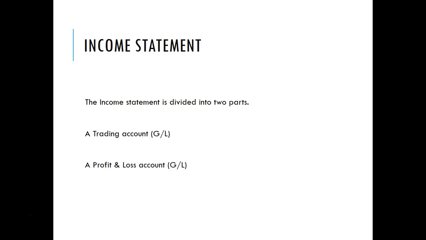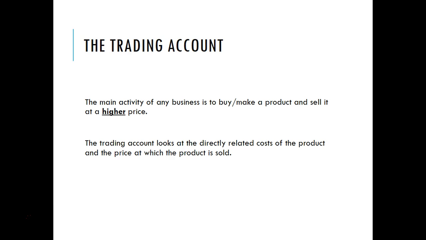Now, the income statement is divided into two parts. This is just the layout. There's a trading part and there's a profit and loss part. And that's why it's called the trading profit and loss account. The trading part looks at the relationship between the selling of the product and the cost of the actual product.